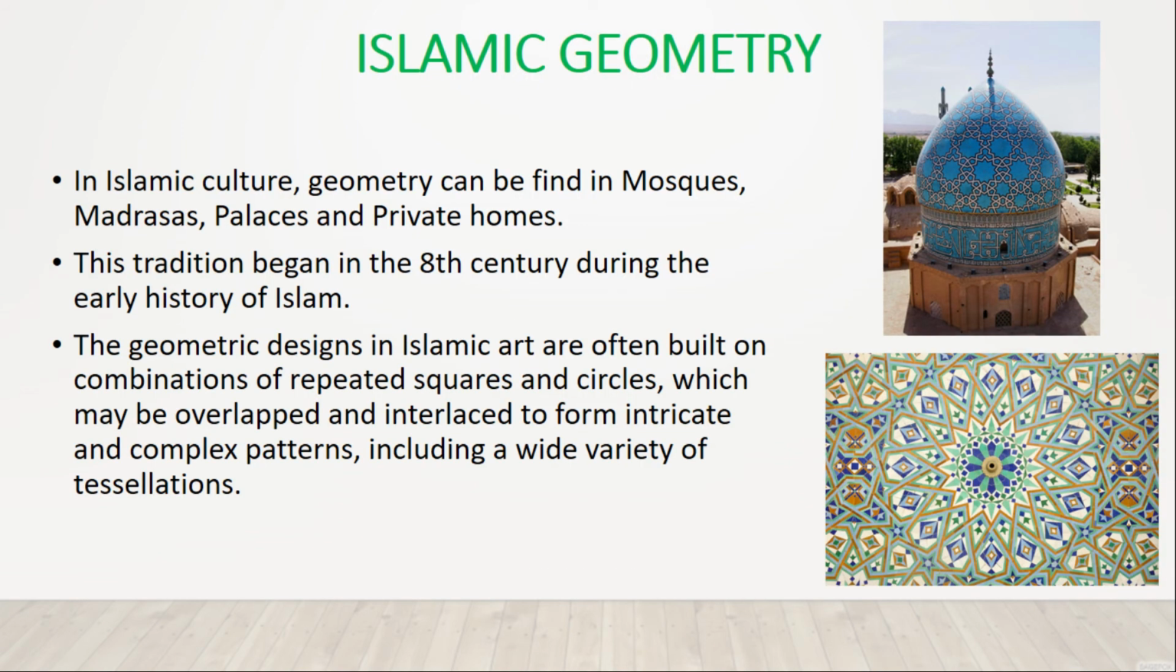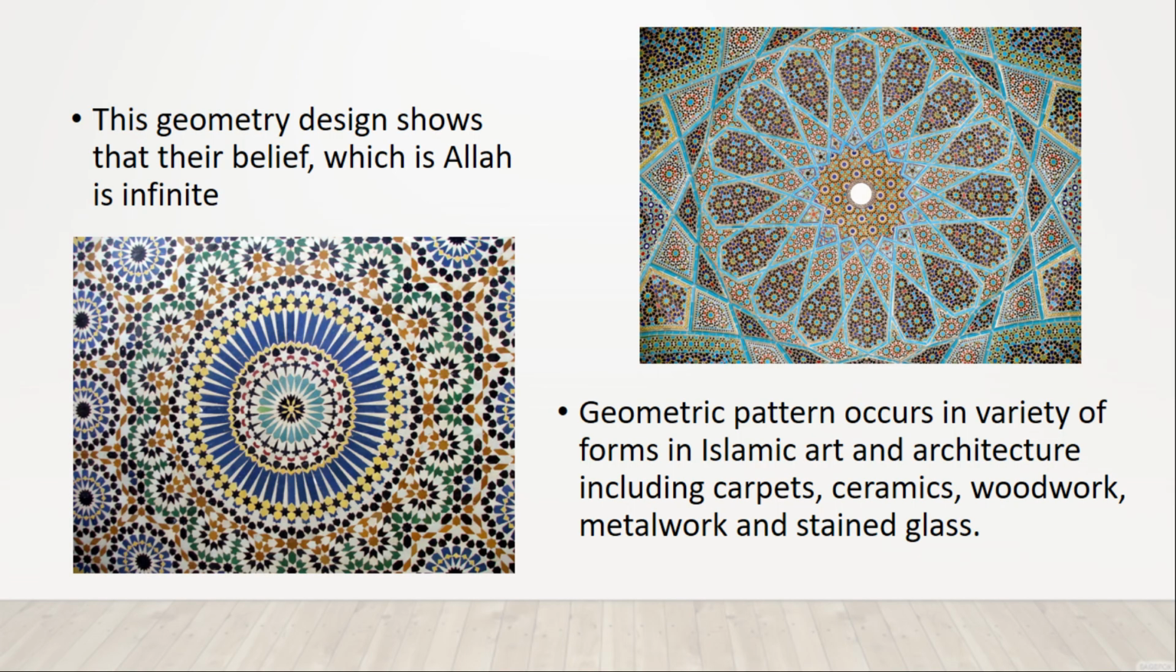Now, we talk about Islamic geometry. In Islamic culture, geometry can be found in mosques, madrasas, palaces, and private homes. This tradition began in the 8th century during the early history of Islam. The geometric designs in Islamic art are often built on combinations of repeated squares and circles, which may be overlapped and interlaced to form intricate and complex patterns, including a wide variety of tessellations. This geometric design shows the belief in the infinite.